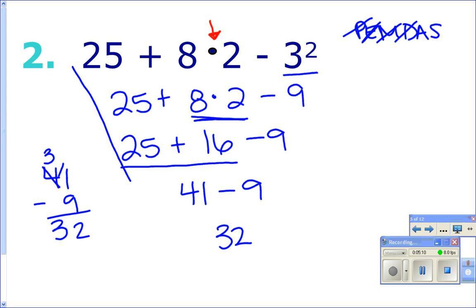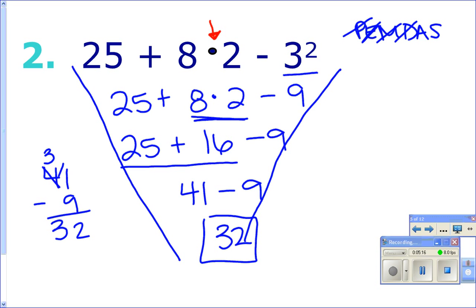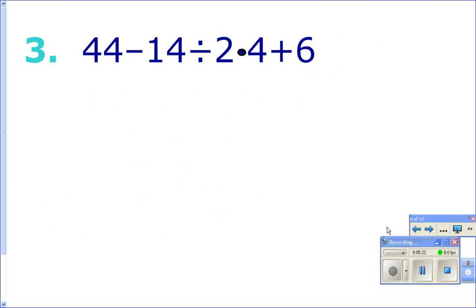Notice, again, it's the upside down triangle. Every single problem that you have for the order of operations should get narrower and narrower each line. Okay, I'll do another one together. We have 44 minus 14 divided by 2 times 4 plus 6. This is going to be a good one.